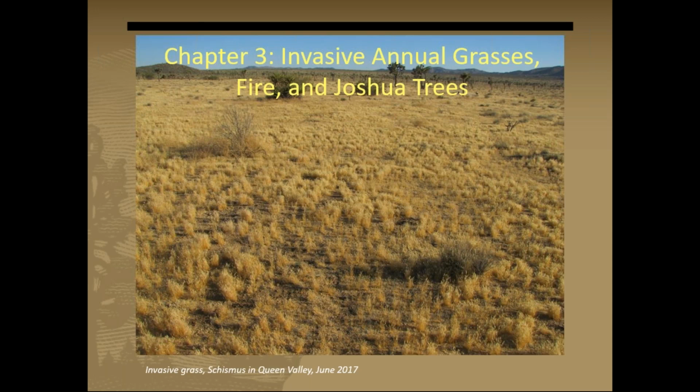Okay, well, thank you. I've got plenty more to share. So let's keep going. So chapter 3, invasive annual grasses, fire, and Joshua trees. This photo here is in Queen Valley of an invasive grass called schismus or Mediterranean grass, very abundant grass.